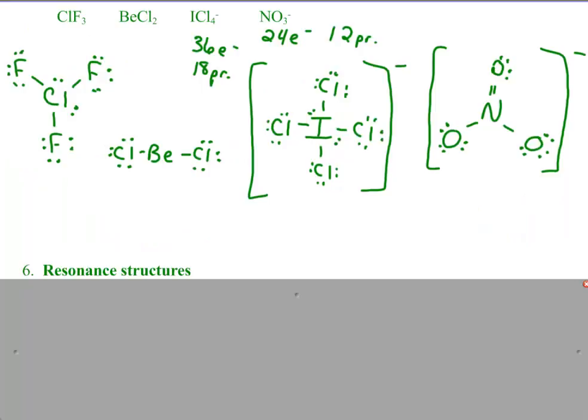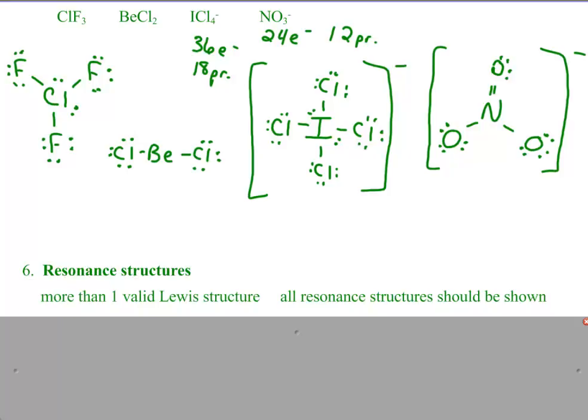Looking at that nitrate ion now makes us wonder, well, what would have happened if we had picked a different pair of electrons from a different oxygen? What would our structure look like? And that leads us to the topic of resonance structures. Resonance structures, what that means is we have more than one valid Lewis structure, and when we have resonance structures, we need to draw all of them.